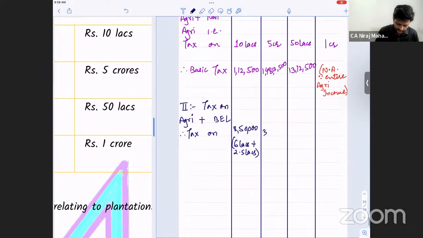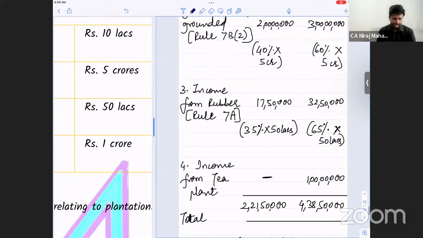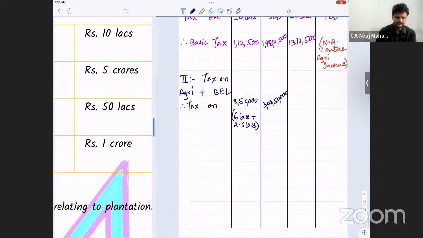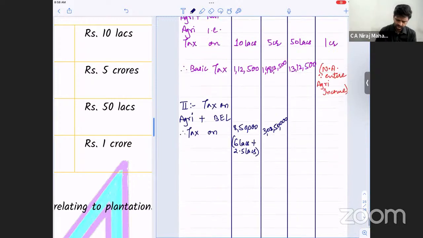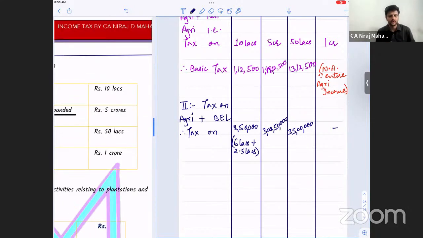Tax on 3 crore 2,50,000. Okay, everybody. Case 3, agri income is 32,50,000. In that we'll add 2,50,000, so 35 lakhs. Do I have to do anything in this last case? No, because it is 100% agri income. All okay? Tell me.